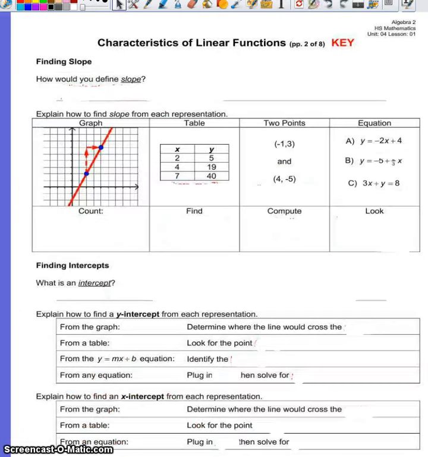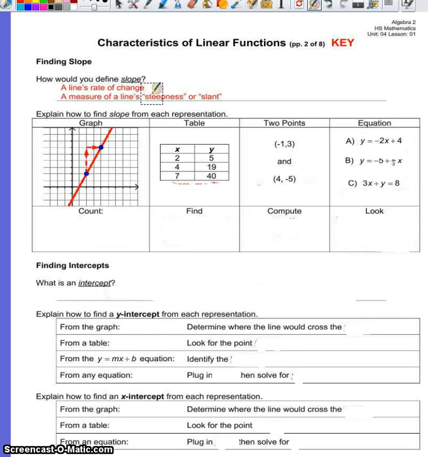Okay, so now we're on page 2. Now, how would you define your slope? I know there are many different ways that we can define this. So I want you to be familiar with it as being a line's rate of change. And I also want you to be familiar with knowing that it's a measure of how steep or how slanted a line is.